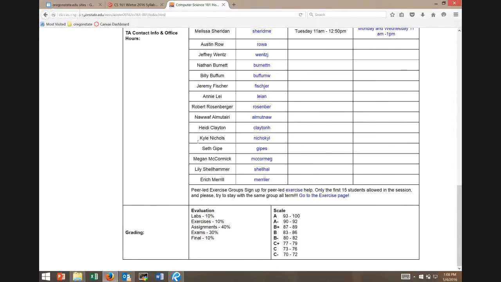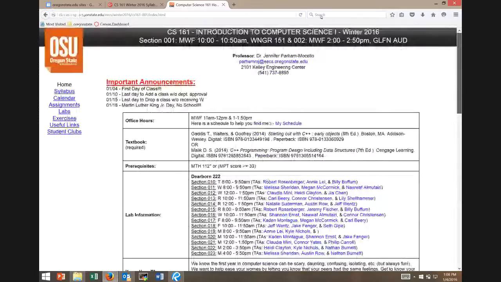In this class, a passing grade is a C or higher, at least to be counted in the EECS major. So a C minus is not a passing grade for those students who are EECS majors.